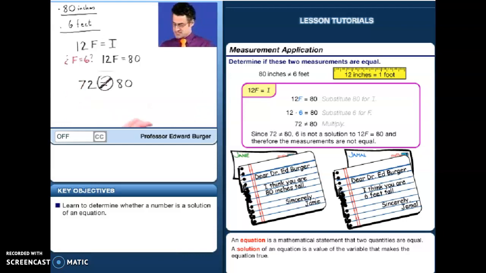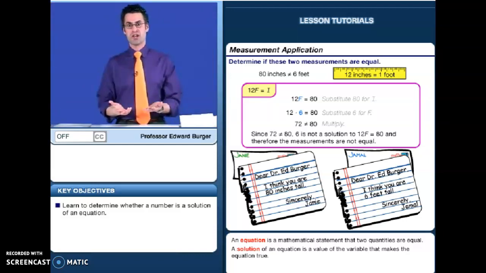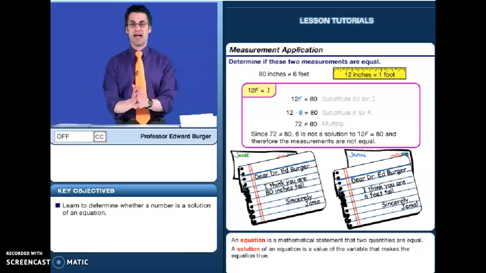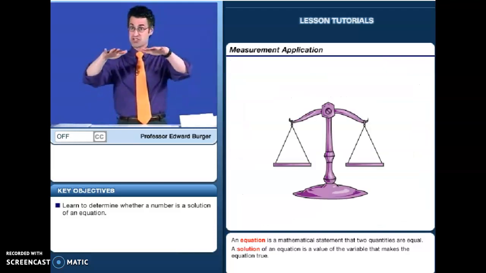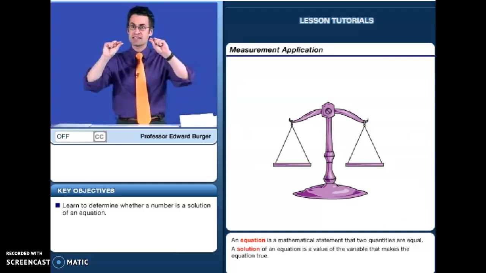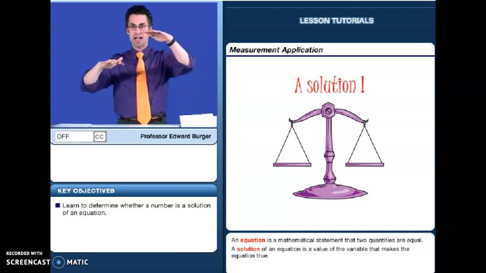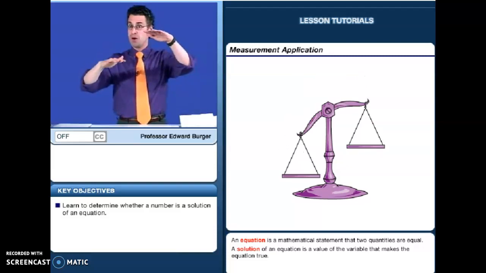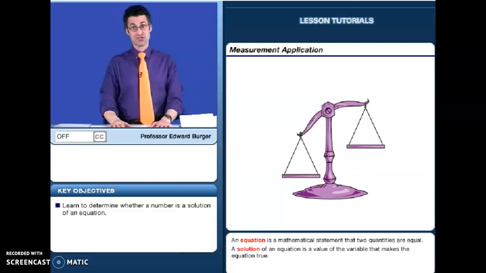So you can test to see if a particular value is a solution to an equation or not by simply inserting that value wherever you see that variable. And if the two sides balance perfectly, which in math means you get the exact same quantity, then you have a solution. And if, in fact, the balance scale tips one way or the other, you know, no solution yet.